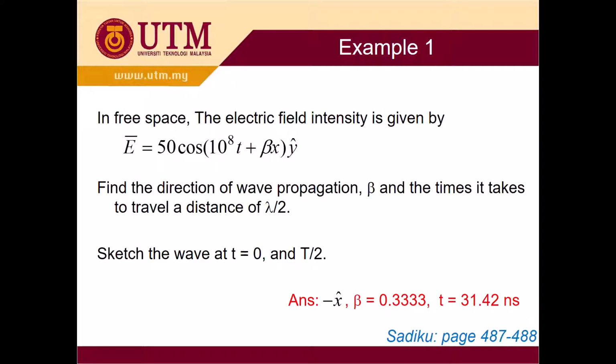Okay, here is the answer. Basically the direction is negative x, beta equal to 0.333, and the time taken is 31.42 nanoseconds. But how to do it?